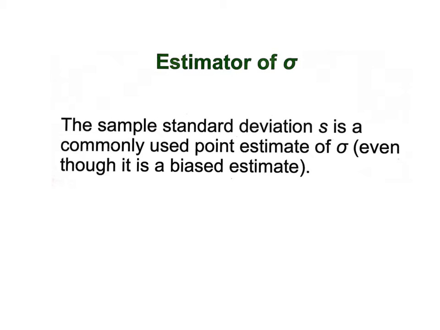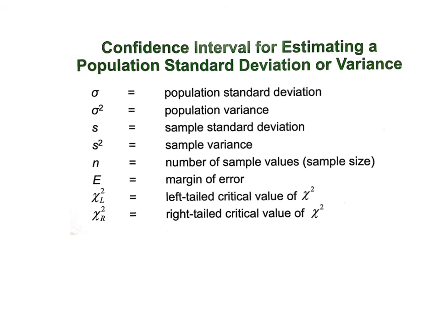One thing to remember here, estimator of standard deviation. Here's the problem. The sample standard deviation is commonly used as a point estimate, but it's not a good one. It's biased. So what we're going to do is use the variance, find a confidence interval, and take the square root of those numbers to get the confidence interval for our standard deviation, instead of just doing some kind of standard deviation thing. So we're working with variance today, and we're going to take the square root of it to get our standard deviation.